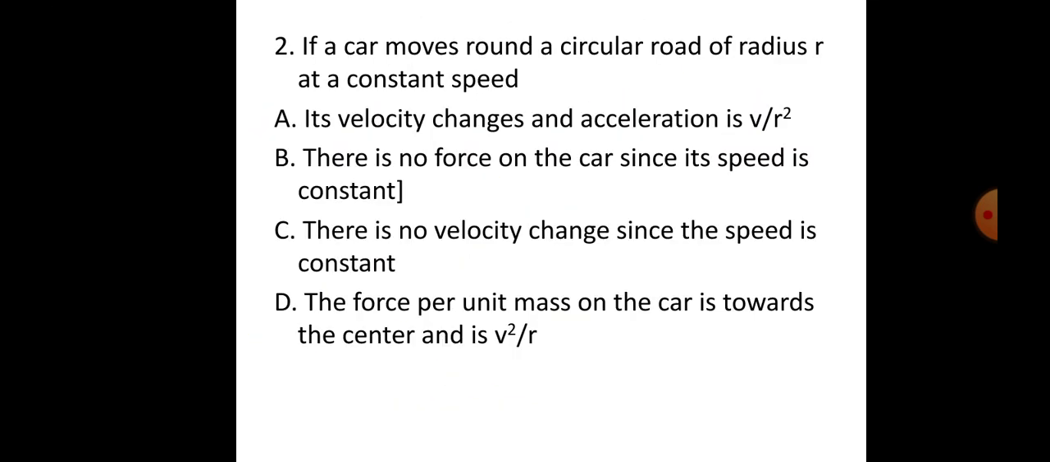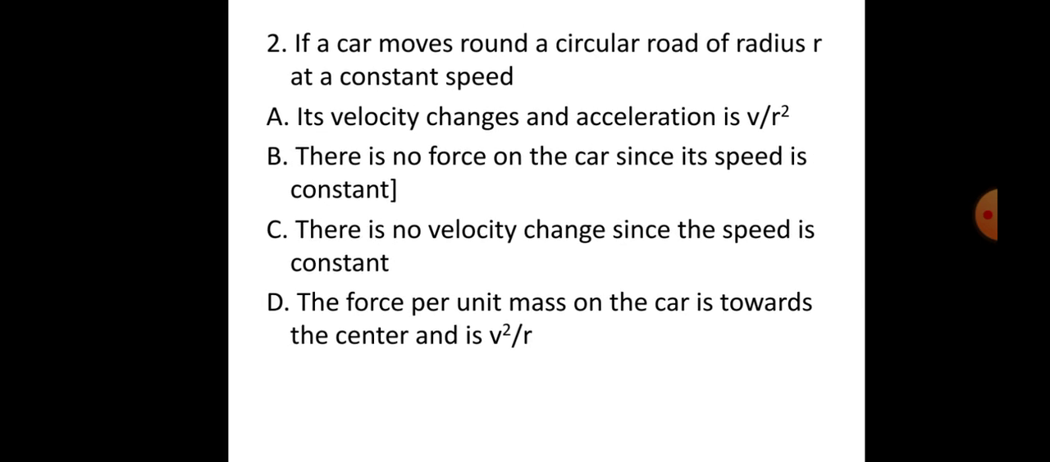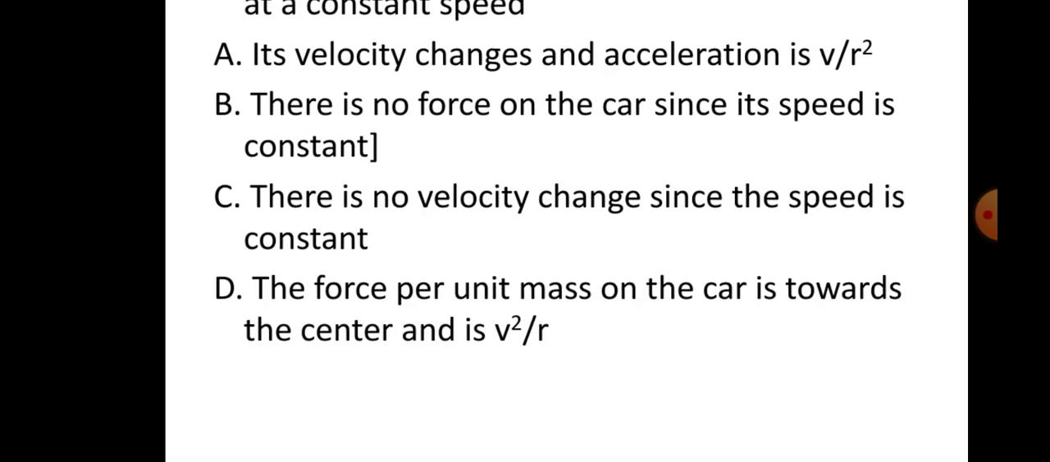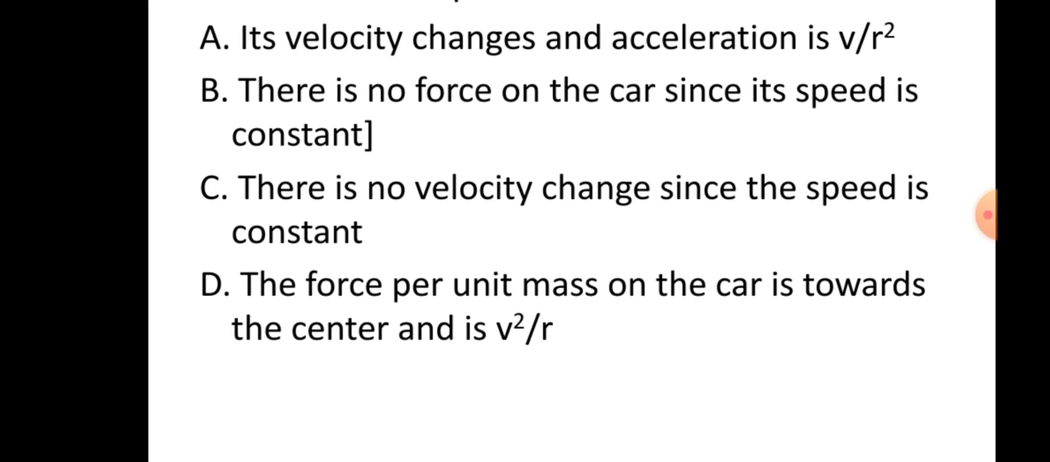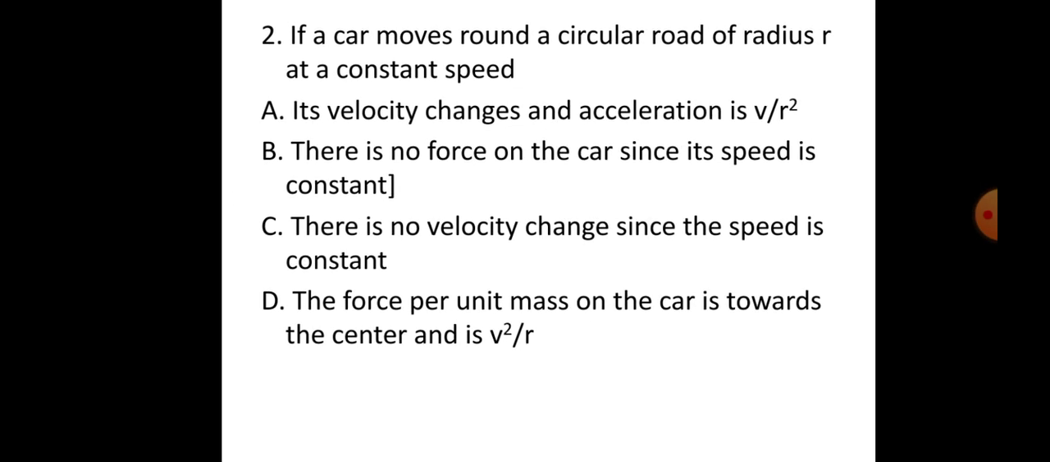Question number 2. If a car moves around a circular road of radius r at constant speed, A, its velocity changes and its acceleration is v over r square.